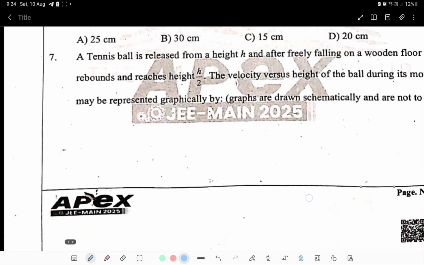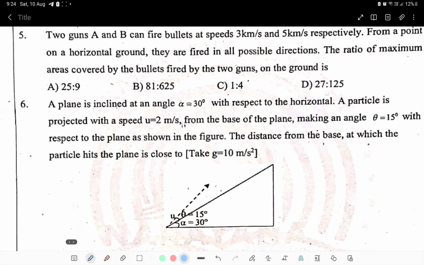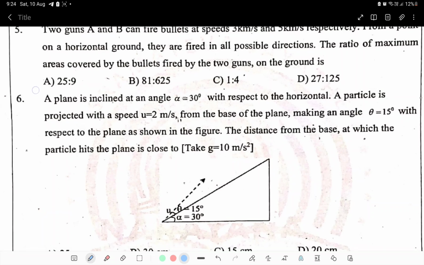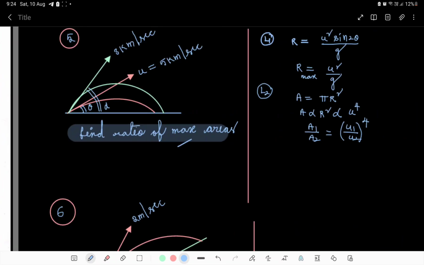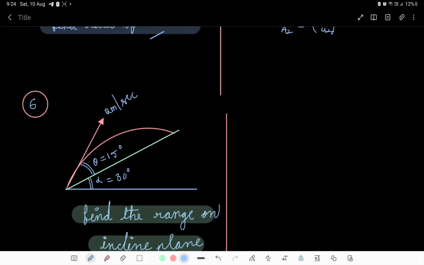And this is question number 6. A plane is inclined at an angle alpha equal to 30 degrees with respect to the horizontal. A particle is projected with a speed u equal to 2 meters per second from the base of the plane, making an angle theta equal to 15 degrees with respect to the plane as shown in the figure. The distance from the base at which the particle hits is closest to? That's our diagram for question number 6.